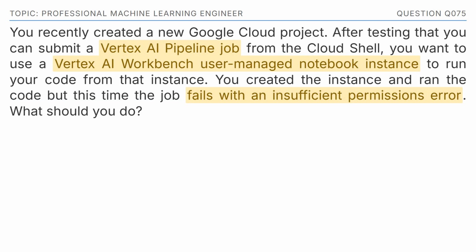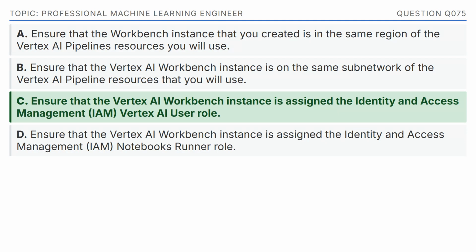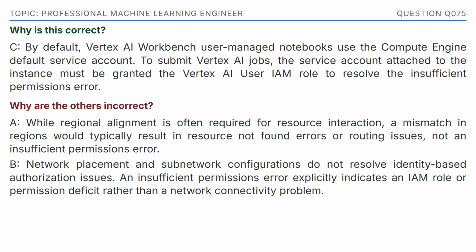To arrive at the correct answer, we focus on the keywords Vertex AI pipeline job, Vertex AI Workbench user-managed notebook instance, fails with an insufficient permissions error. The correct answer is option C, ensure that the Vertex AI Workbench instance is assigned the Identity and Access Management (IAM) Vertex AI user role. Why is this correct? C. By default, Vertex AI Workbench user-managed notebooks use the Compute Engine default service account. To submit Vertex AI jobs, the service account attached to the instance must be granted the Vertex AI user IAM role to resolve the insufficient permissions error.